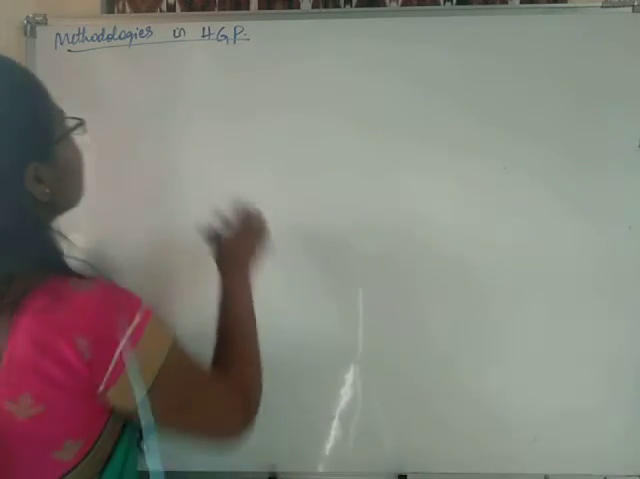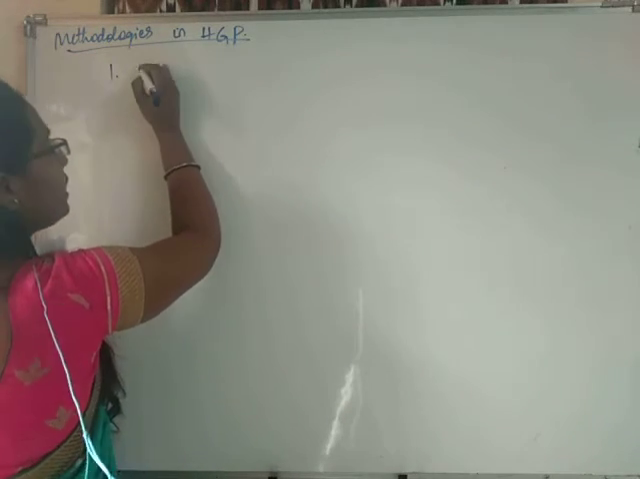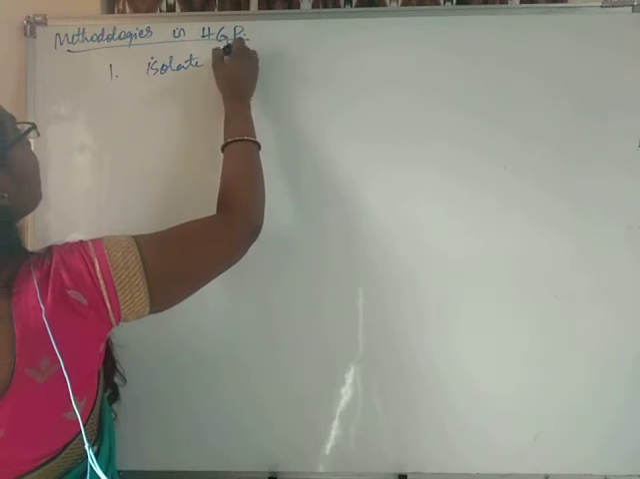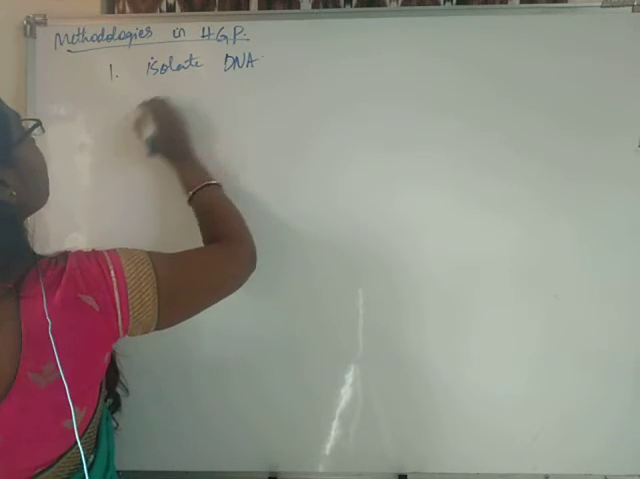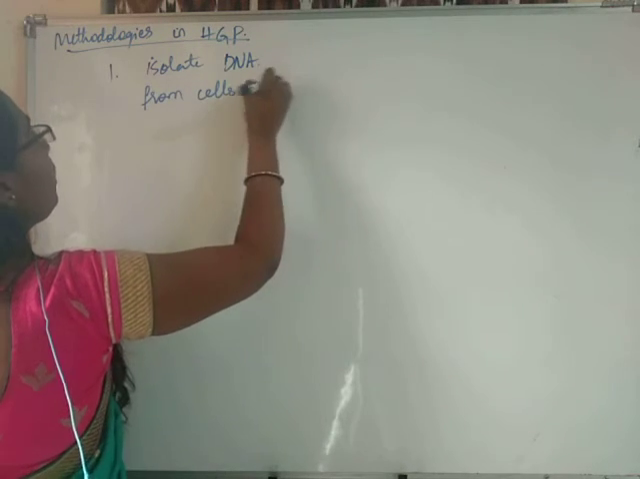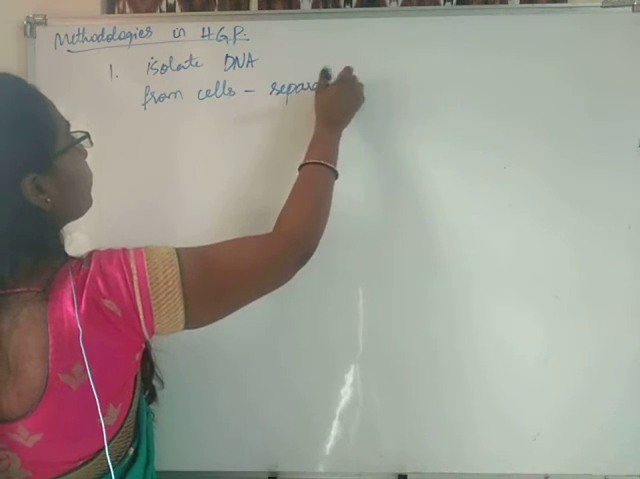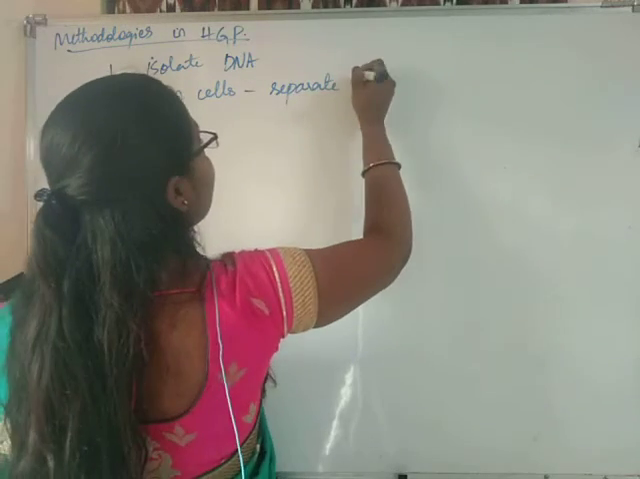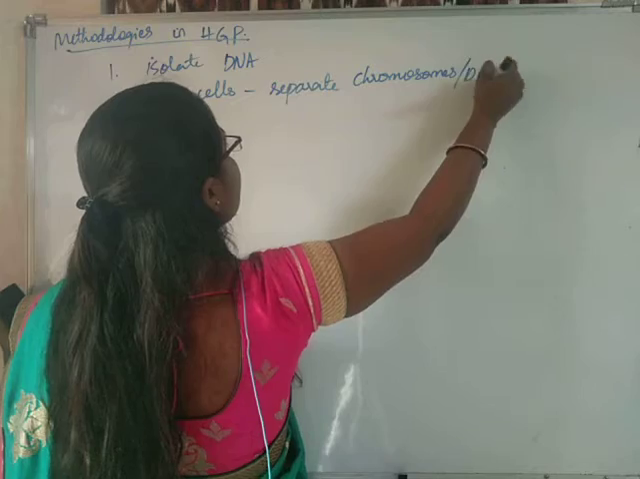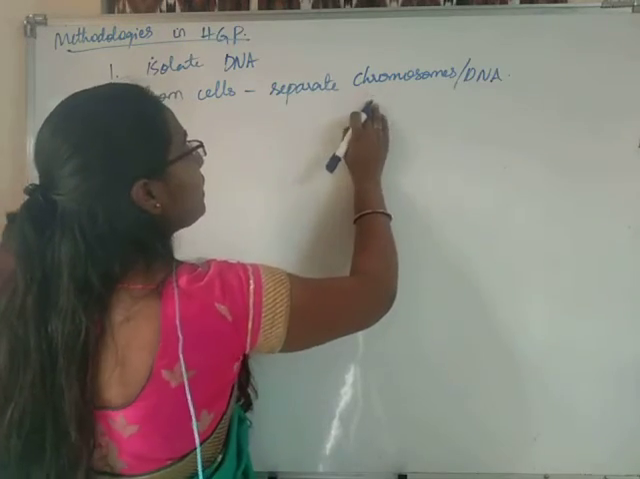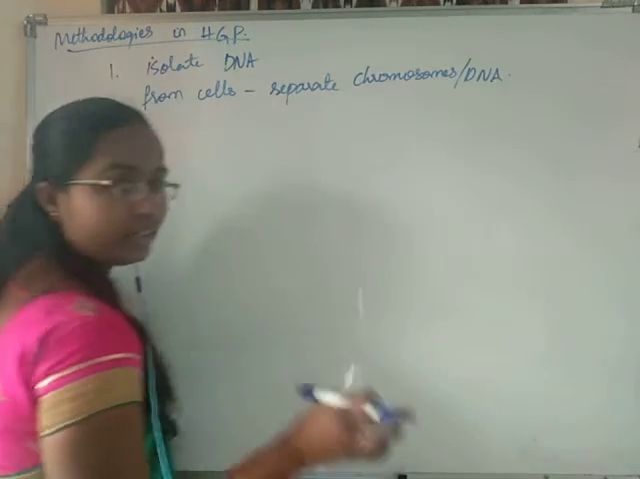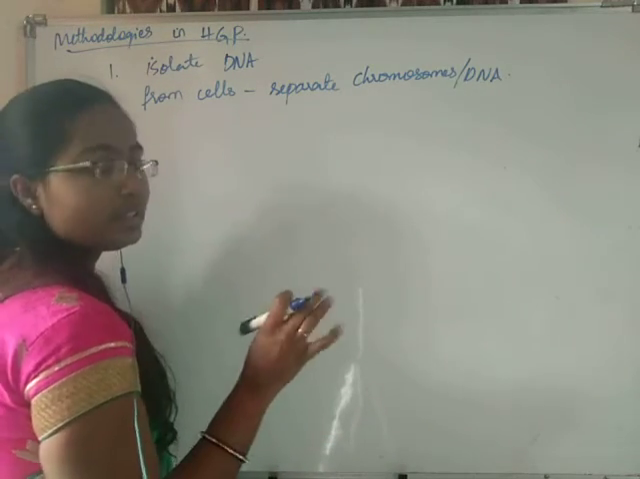The first step in studying the human DNA is to isolate the DNA. How do we isolate the DNA? From the cells, we separate the DNA or chromosomes. If chromosomes are there, then from the chromosome the DNA is isolated. If DNA is available directly, then the DNA is taken from the cells.